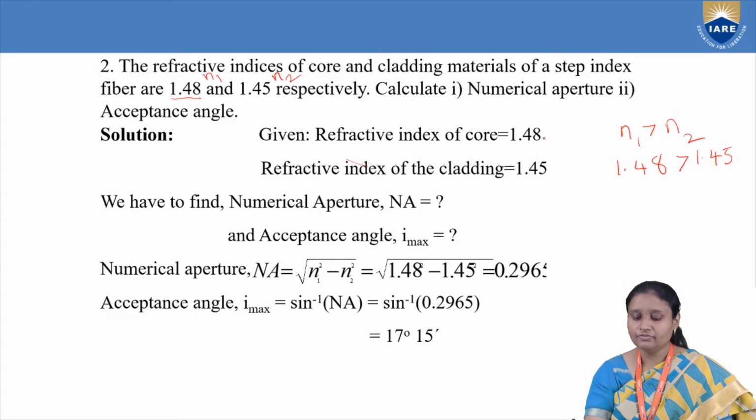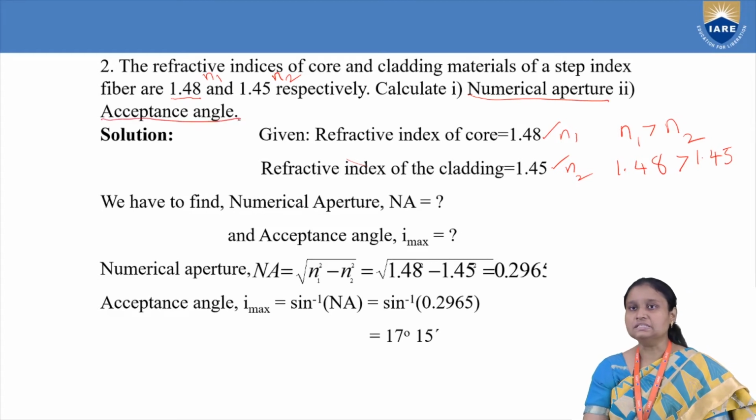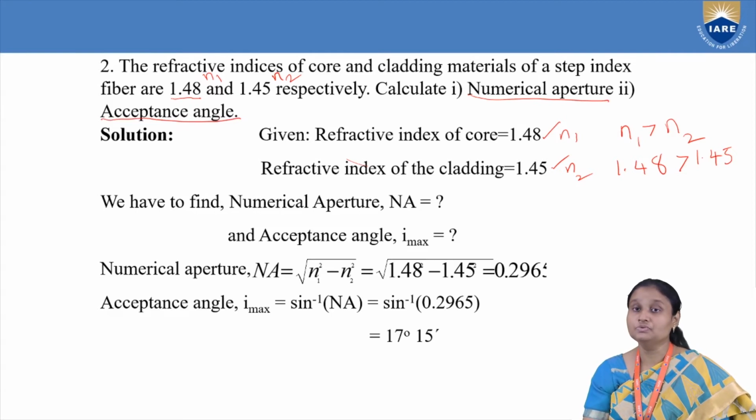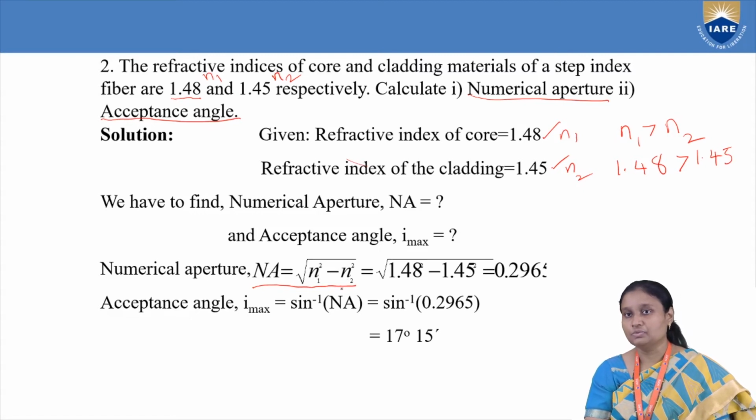Core refractive index is given by n1 and cladding refractive index is given by n2. And he is asking us to find two parameters. What are those two parameters? First, he is asking us to find numerical aperture, and second, he is asking us to find acceptance angle. Okay, so now what is the formula we have to use? I think in our previous problem, we have used one relation for numerical aperture. What is that relation for numerical aperture? It is given by square root of n1 square minus n2 square.